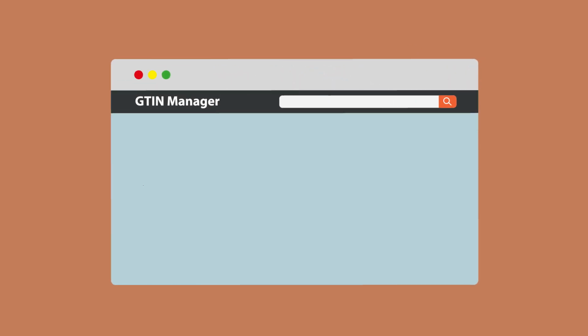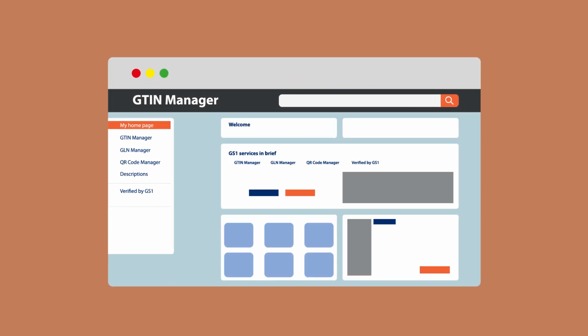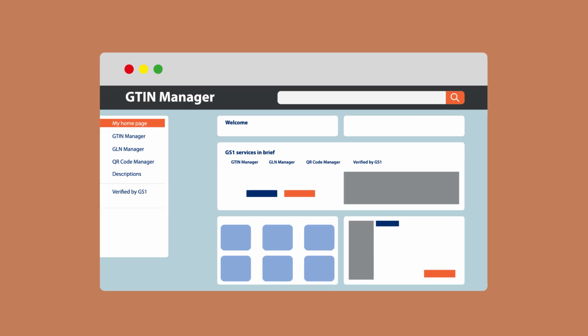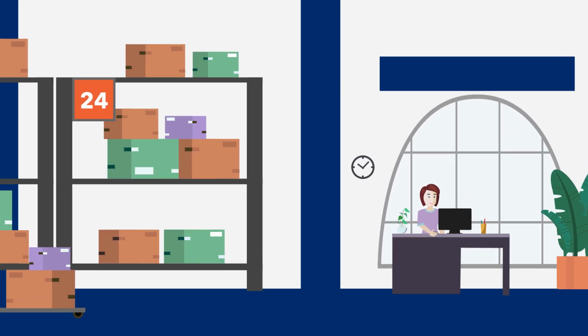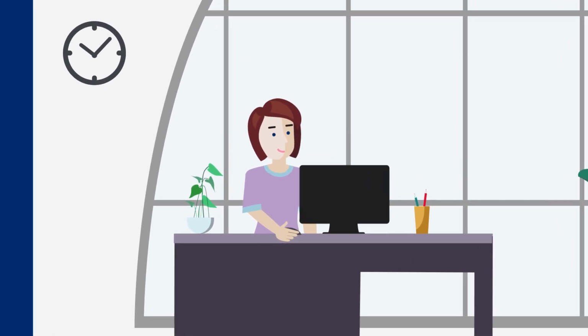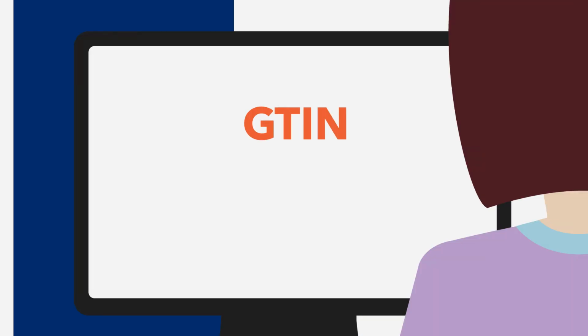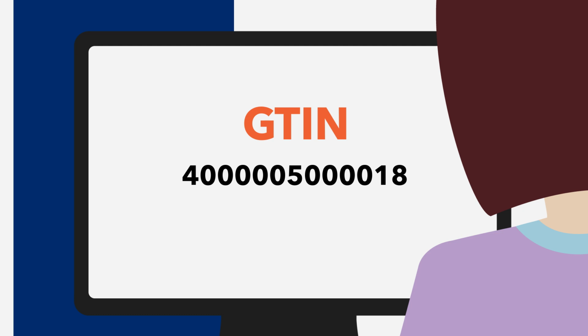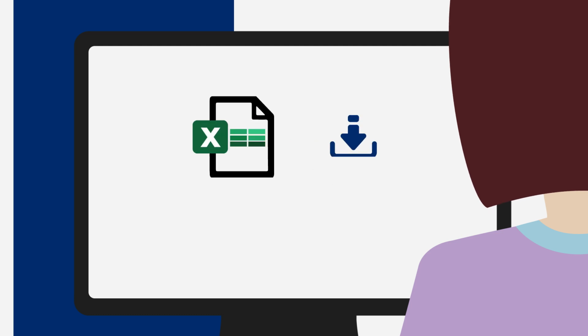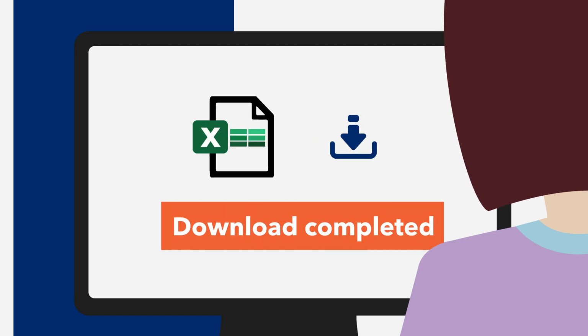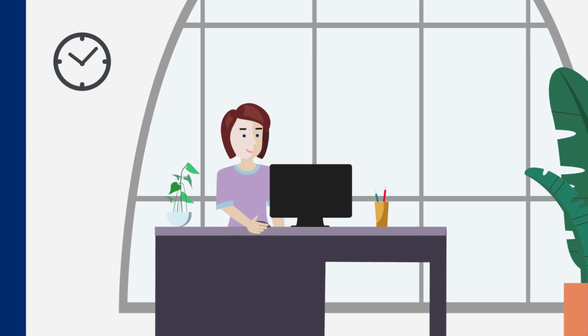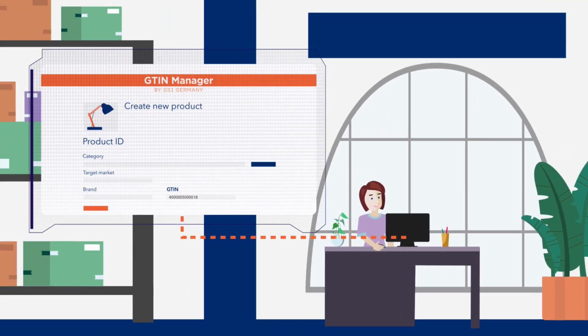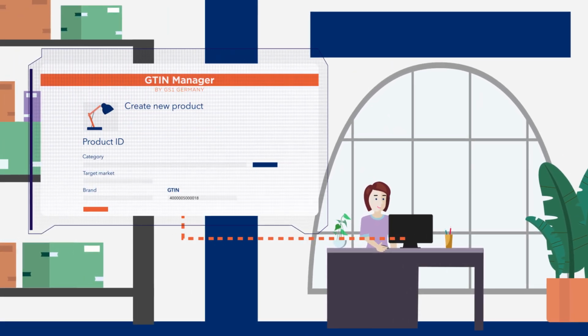With the GTIN-Manager from GS1 Germany, you can manage the GTINs for your products simply and easily. Product data can be assigned and edited in a structured manner. In the GTIN-Manager, you have the option of calling up GTINs individually or downloading them as a list. You can enter your product data manually or via import and link it to a GTIN.